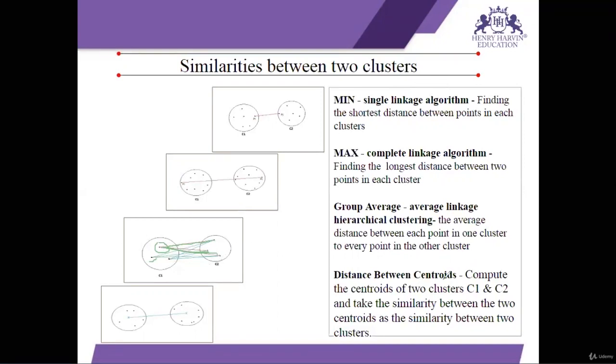Then it is distance between centroids. We compute the centroids of two clusters C1 and C2 and take the similarity between the two centroids as the similarity between the two clusters. So in this, two center points are calculated in both the clusters in order to find the distance between them. They are the mean points or the centroids of each cluster.